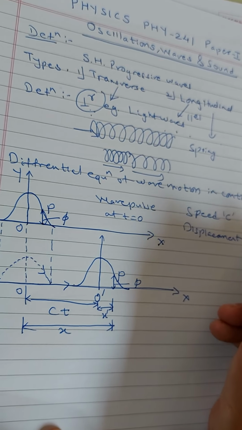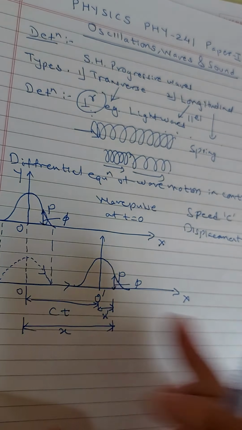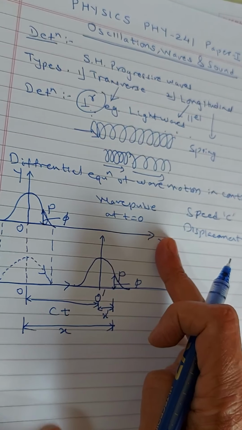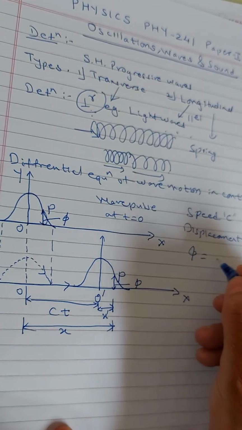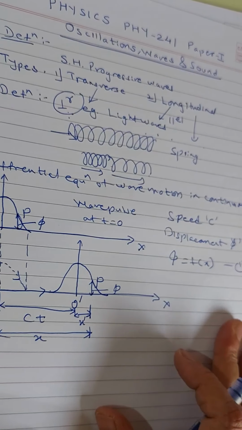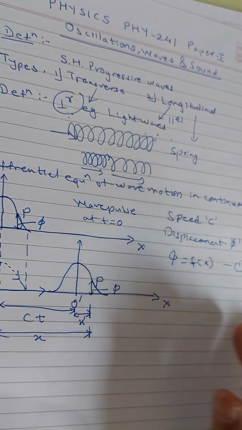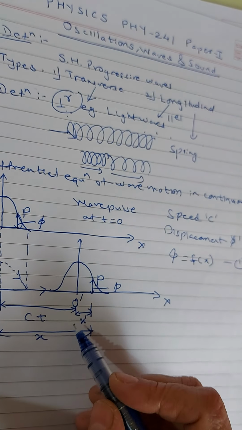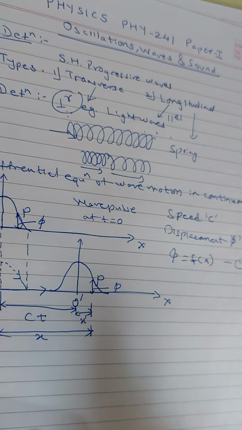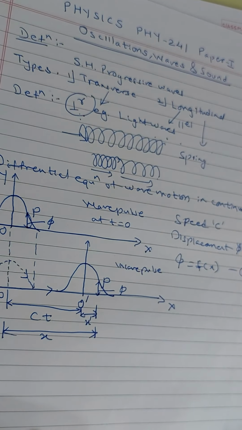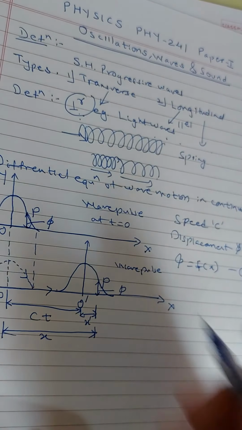Displacement phi. Now at time t is equal to 0, the pulse traveling along the x-axis can be represented by phi is equal to f of x, equation number 1. Perfect. Phi is equal to f of x. Now, after time t, which means the wave pulse at time t.